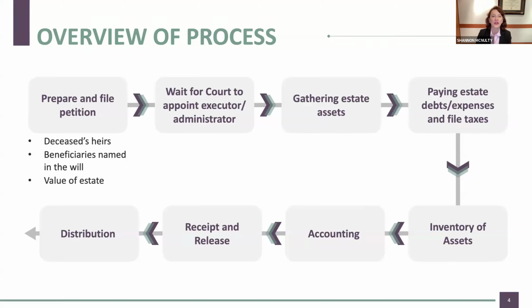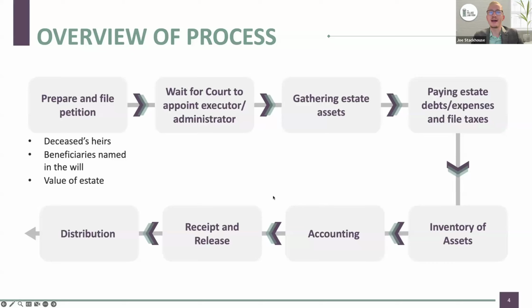Okay, so we get this, and we're going over an overview of how this is a pretty simple process, assuming that nothing is complicated. Okay, so then as the executor, what is the executor's next step? Now they have this order from the court. They'll start gathering the assets.